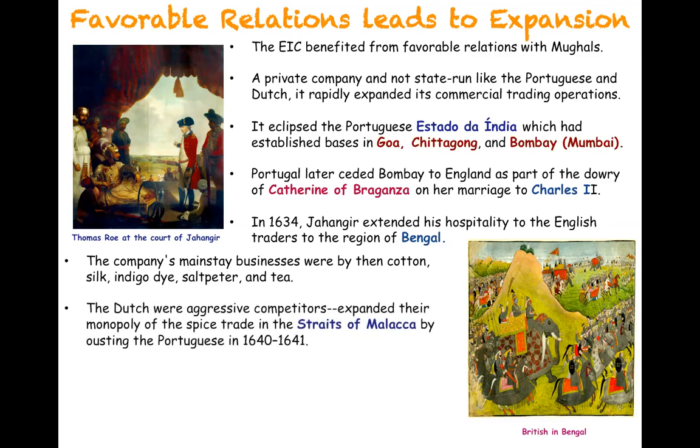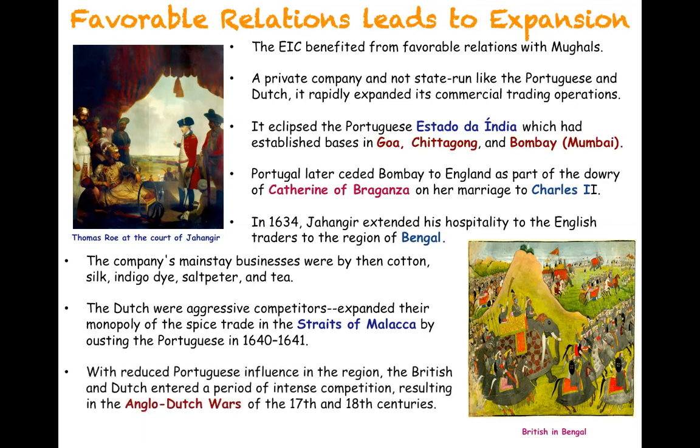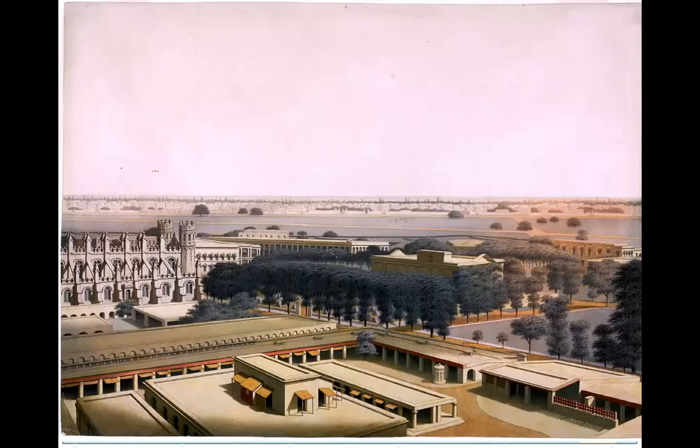The Dutch were very aggressive competitors, and they had now a virtual monopoly on the spice trade in the Straits of Malacca by altogether ousting the Portuguese. So with Portuguese fortunes on the decline, the British and the Dutch now entered into a period of very, very intense competition. And this would result in a series of wars in the 17th and early 18th century known as the Anglo-Dutch Wars. The East India Company had to exert a great deal of energy to safeguard its interests, and we find it spending huge sums of money on bribes in the process.